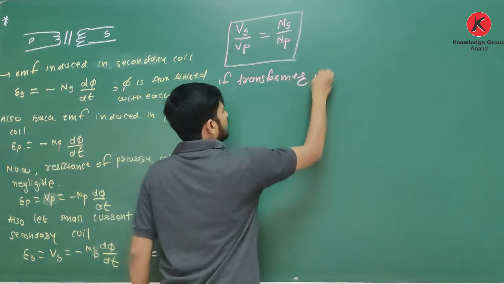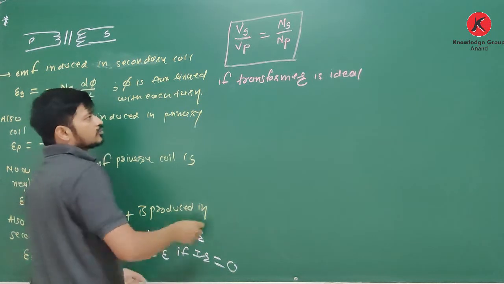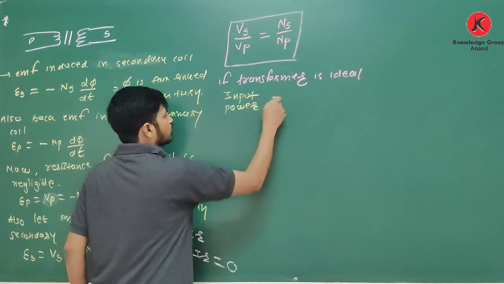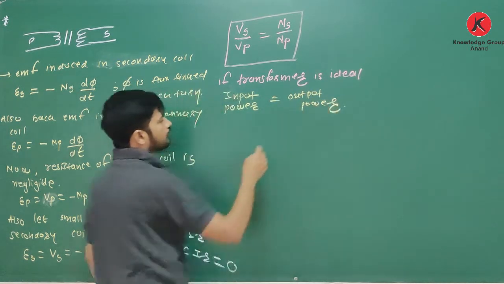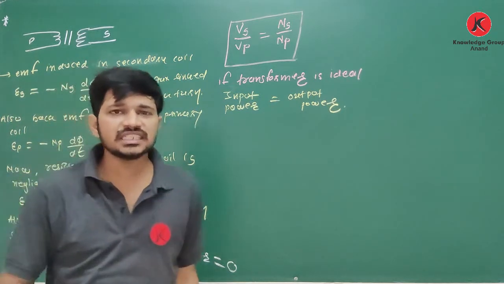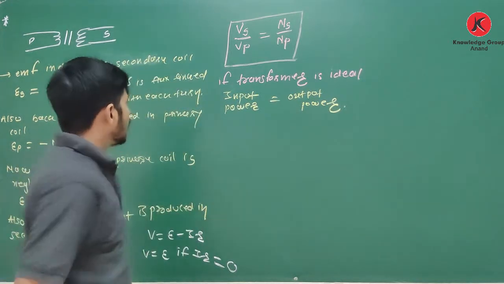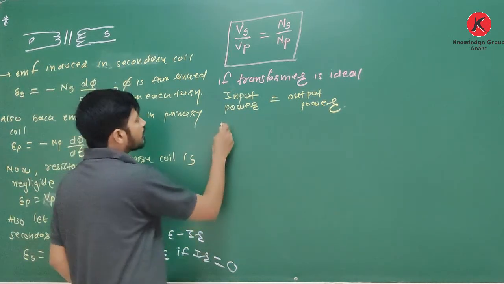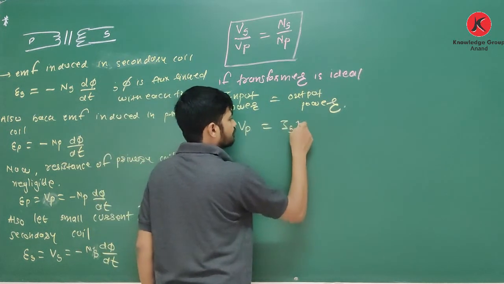Now if transformer is ideal, it means for ideal transformer, input power is equal to output power, means loss of energy is 0. Okay, so yes, if transformer is ideal, input power is equal to output power. So input power means I can write it is IP Vp, and output power means I can write IS Vs.